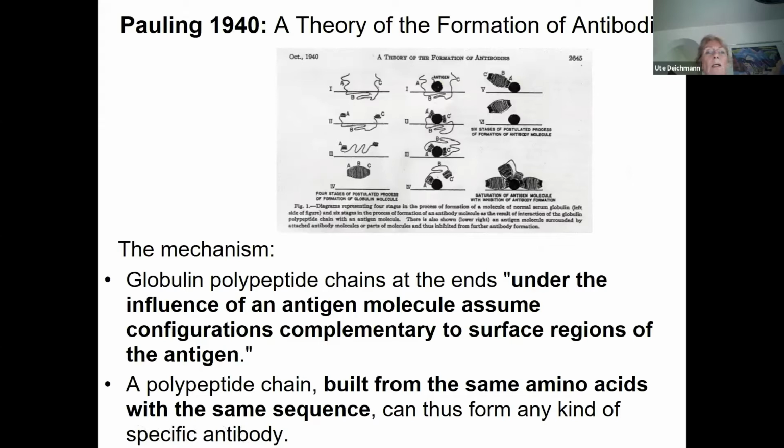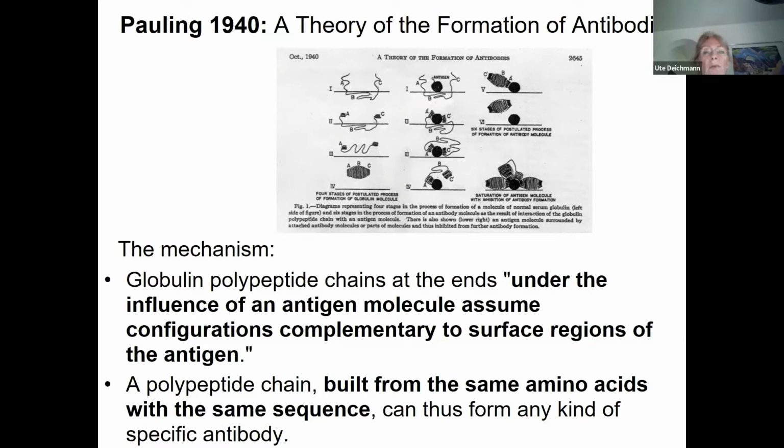In 1940, Pauling brought forward his theory of antibody formation. As you can see in this picture, which is from his paper, it was a template theory. When you look at the middle column, you see a thread that represents a polypeptide chain. When it meets an antigen, the thread, that means the polypeptide chain, coils up from its ends and assumes a configuration, what we would today call a conformation, complementary to the surface regions of the antigen.